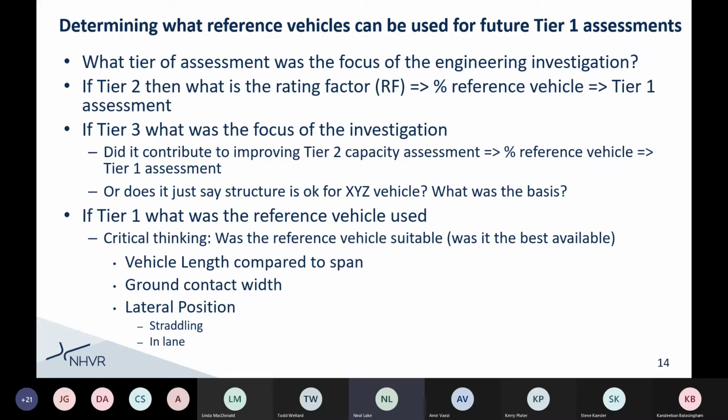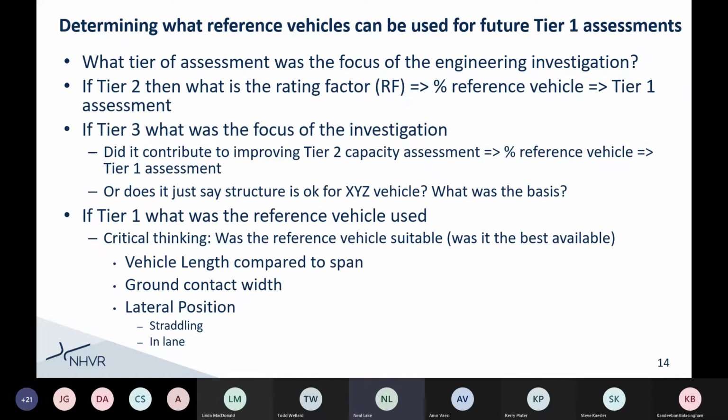Because if we can improve the Tier 2 assessment capacity, then again, we can improve the percentage reference vehicle, and do better Tier 1 assessment. And importantly with Tier 3, was it just an assessment to say a structure is okay for XYZ vehicle? And again, push them to get a better basis for those assessments. But if you can't go back to your supplier, you've already got the information. These are things that we need to be thinking about when we're moving forward.